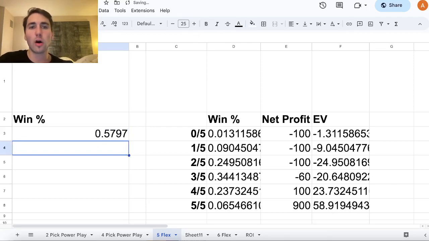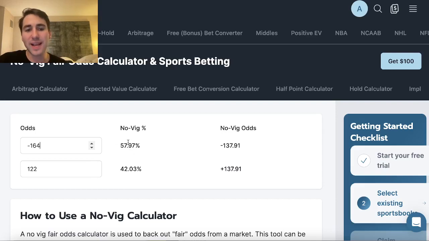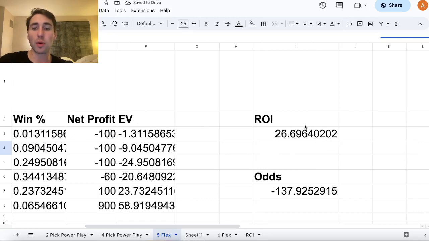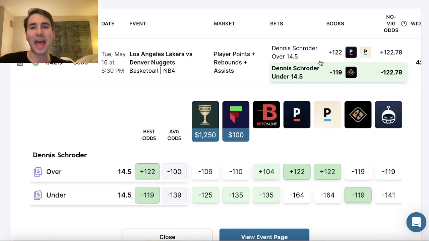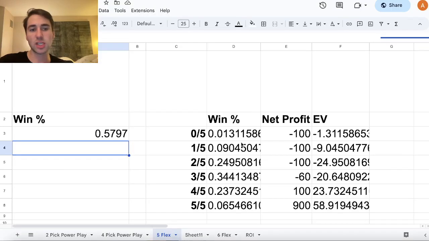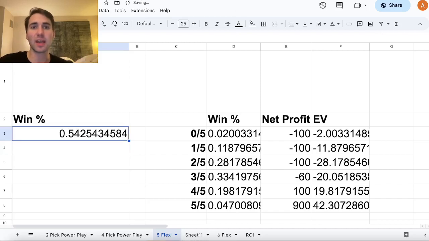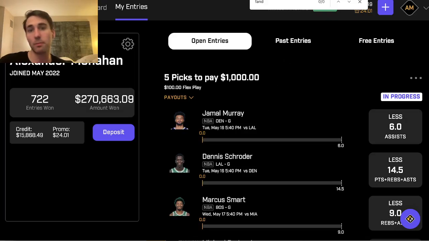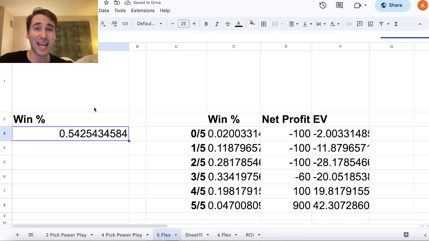If you could win all your prop bets on PrizePicks 57.97% of the time, your ROI would be 26.7%. So if you could get 5 picks like Schroeder under 14.5 PRAs, you would be good to go on PrizePicks, right? You would be making a lot of money long term. So just using math to find an advantage, that's what we're doing in sports betting, because PrizePicks ultimately boils down to what percentage of your picks you can win.